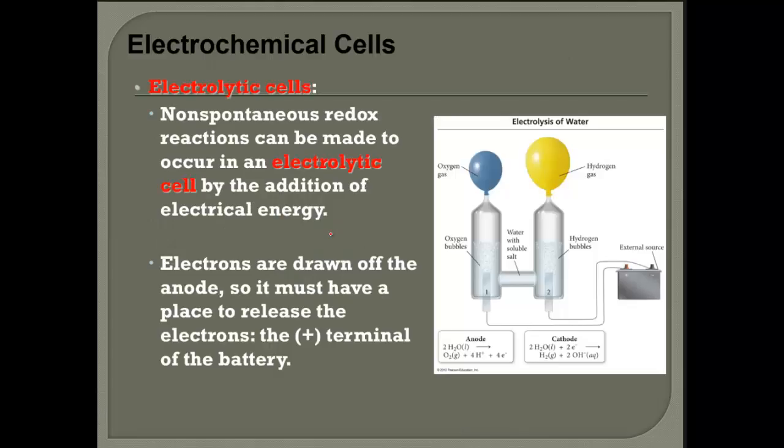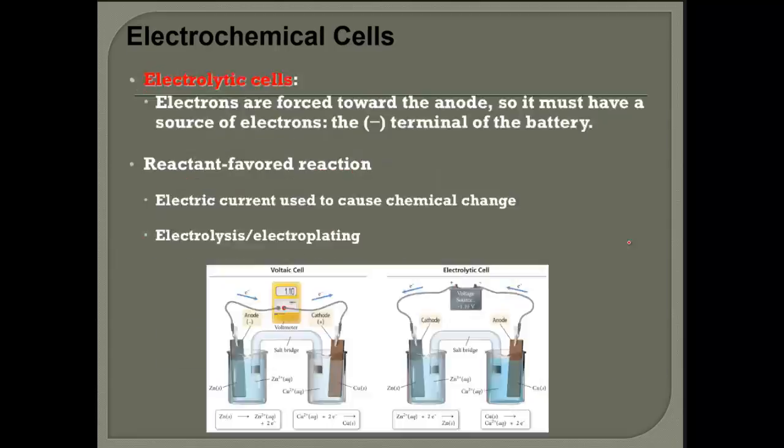Non-spontaneous redox reactions can be made to occur in an electrolytic cell by the addition of electrical energy. Electrons are drawn off the anode, so it must have a place to release electrons, the positive terminal of the battery. Electrons are forced towards the cathode, so it must have a source of electrons, and that's the negative terminal of the battery.